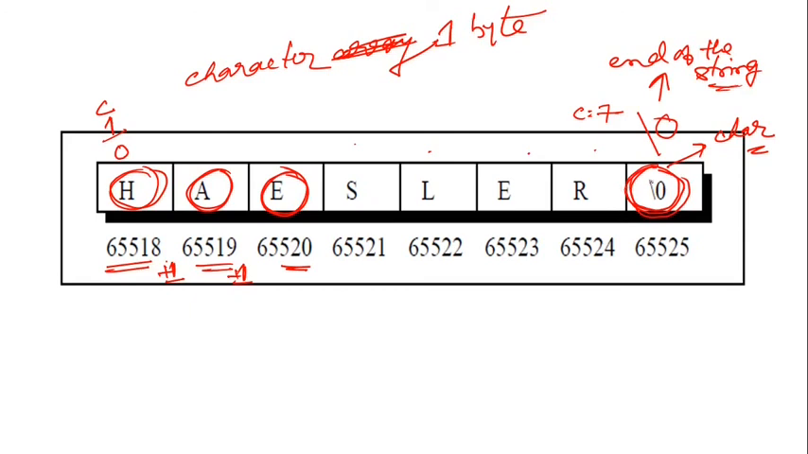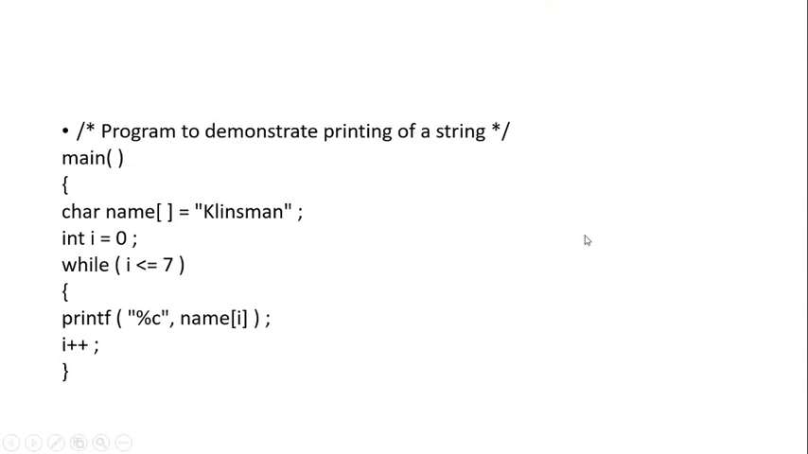Now in strings, one simple example here. Char name is Klinsmann, i equal to 0, while i less than or equal to 7, print %c. %c is used for printing each and every character from the array. Here we have initialized the character array with Klinsmann, so %c will print one by one: K, L, I, N, S, M, A, N. It goes up to 7: 0, 1, 2, 3, 4, 5, 6, 7.